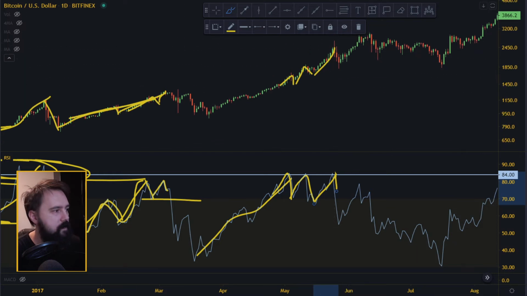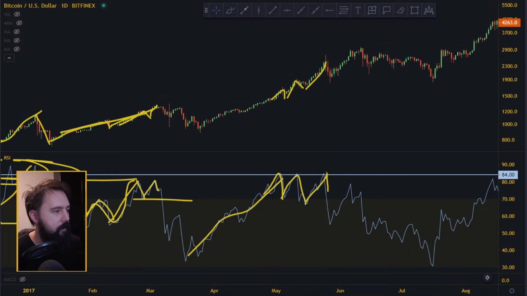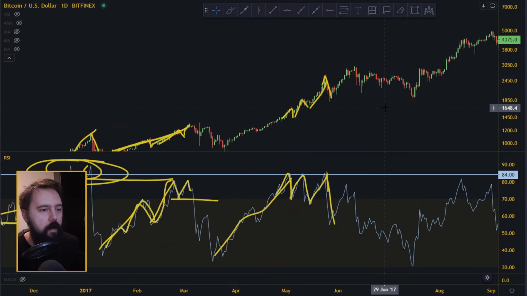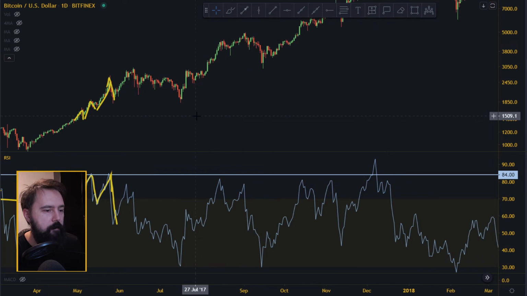And then you get this almost parabolic move here. But it did not have all the power it needed to get much higher, and it goes right back down. See, so when it goes slowly and steadily up, the RSI doesn't have the power to move the price above 84, only on the parabolic move. So let's find some more parabolic moves.